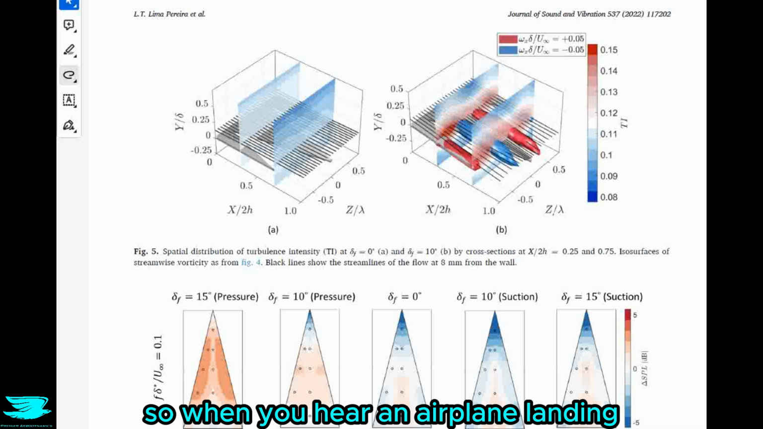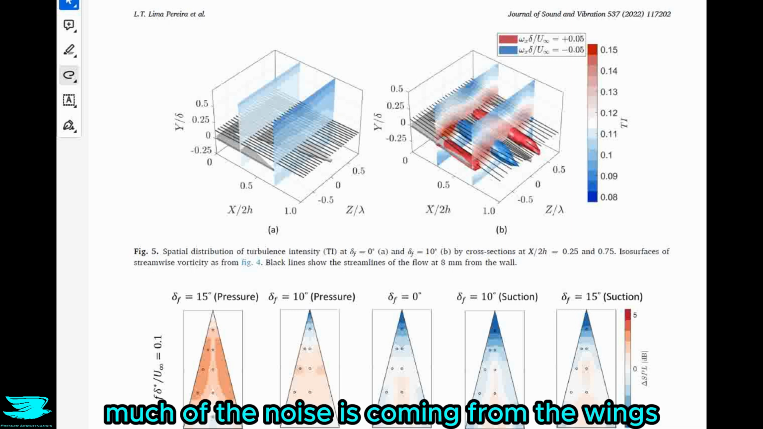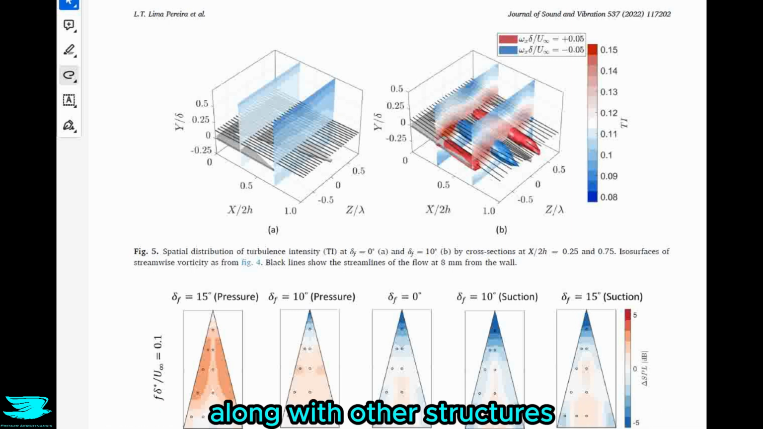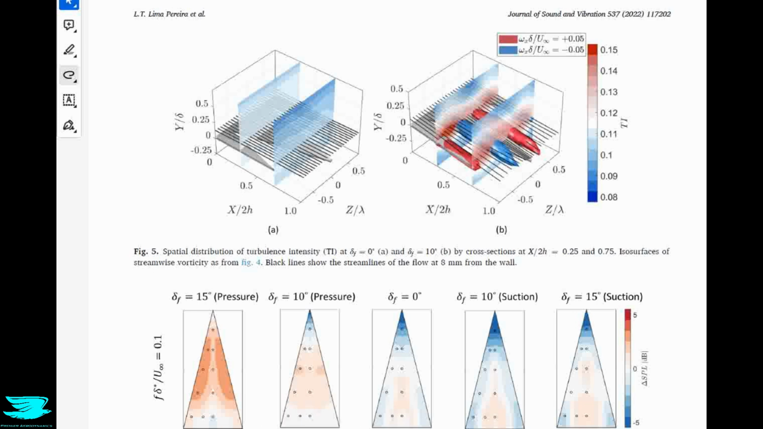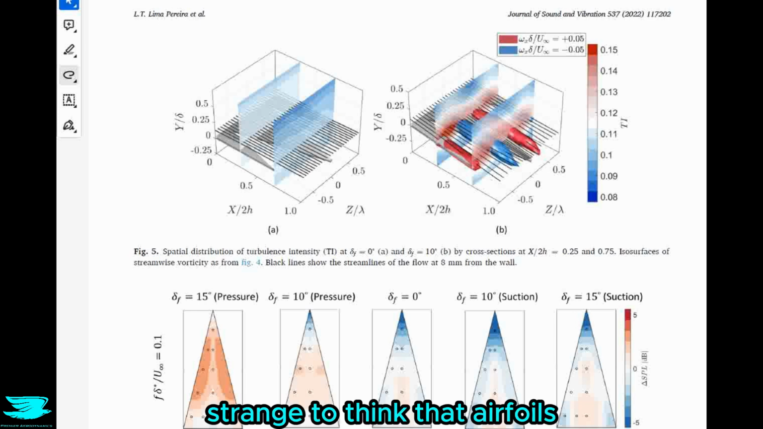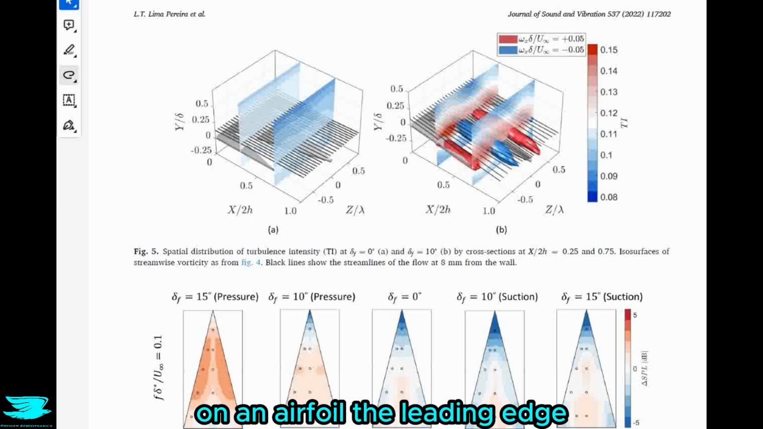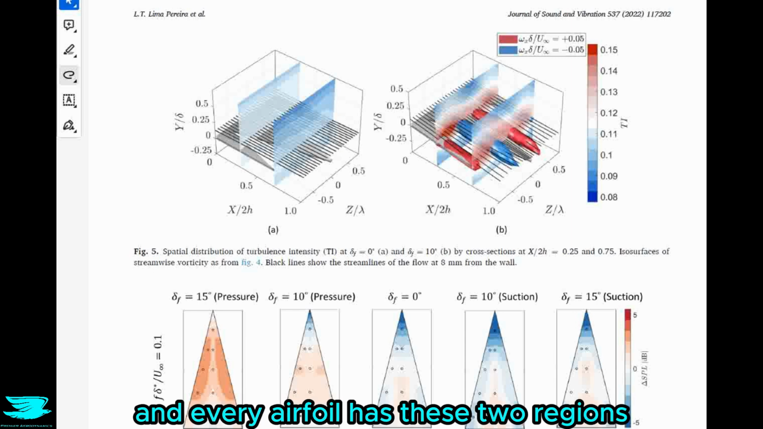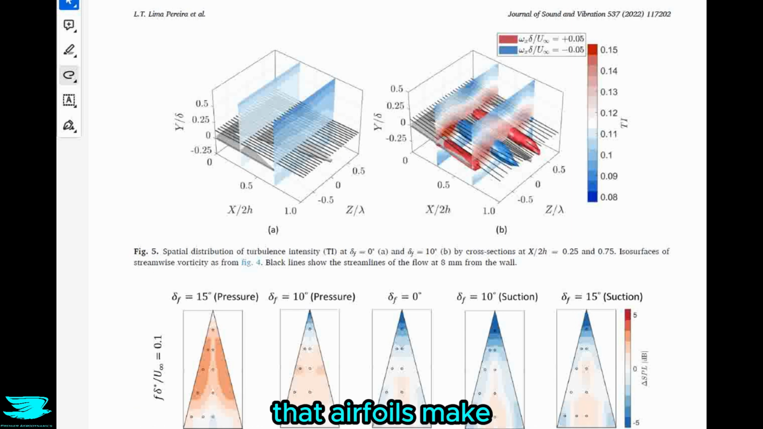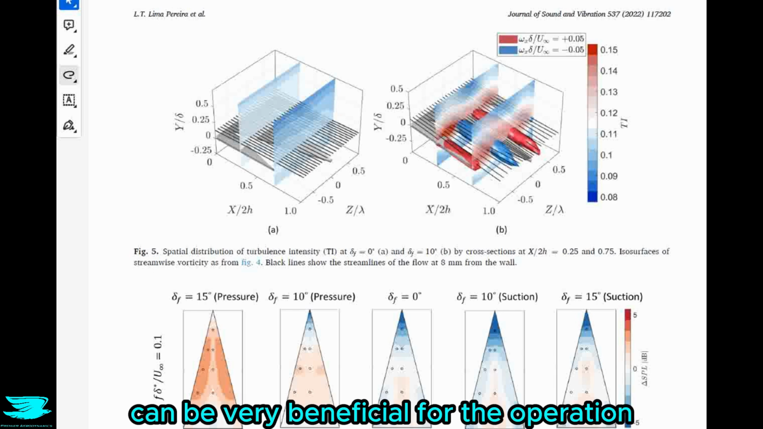So when you hear an airplane landing, much of the noise is coming from the wings along with other structures like the landing gear. And it might seem a little strange to think that airfoils produce noise, because the flow over airfoils usually is quite well behaved. But there are two main regions of noise production on an airfoil, the leading edge and the trailing edge, and every airfoil has these two regions. So reducing the noise that airfoils make can be very beneficial for the operation.